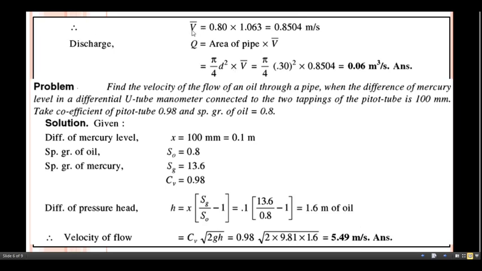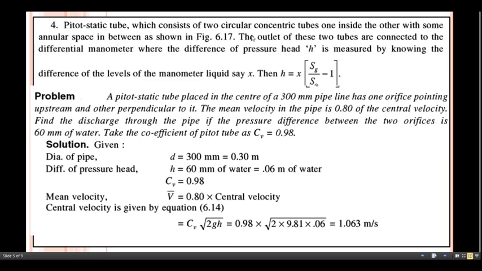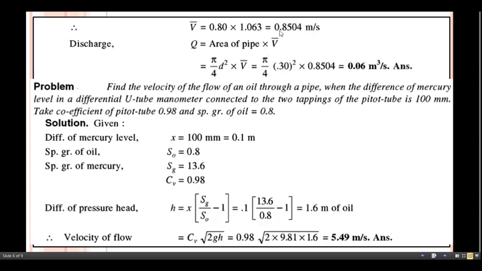After this, get the value of V: 0.8 into the central velocity, 1.063. Just substitute here and get the mean velocity. So the mean velocity V is 0.8504 meter per second. Discharge is the area of the pipe multiplied by velocity. The area of the pipe is pi by 4 into d square, multiplied by V. Substitute the values of diameter and V. So discharge Q equals 0.06 meter cube per second.